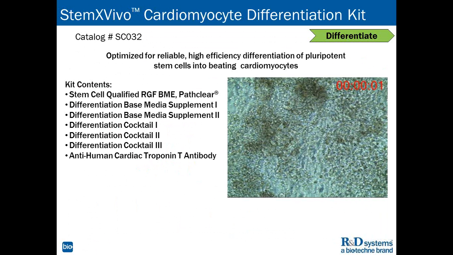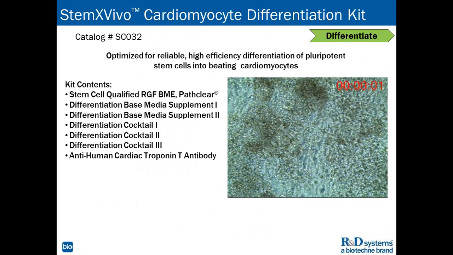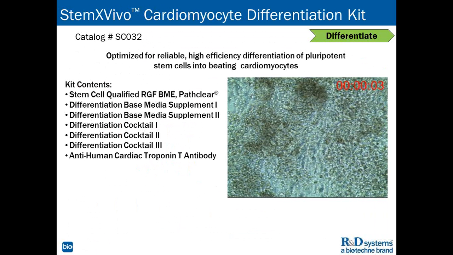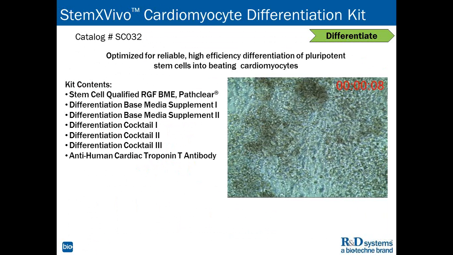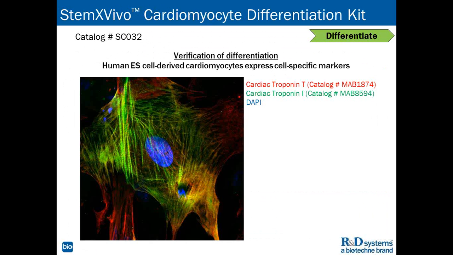So I just wanted to highlight some data around a couple of these different kits. Here is the Cardiomyocyte differentiation kit, and it comes with the components that are listed on the left-hand side, and you can see that we're able to see nice beating sheets of cells. In addition to the cocktails, it comes with a cardiac troponin T antibody for you to look at expression of cardiac markers in these cells.